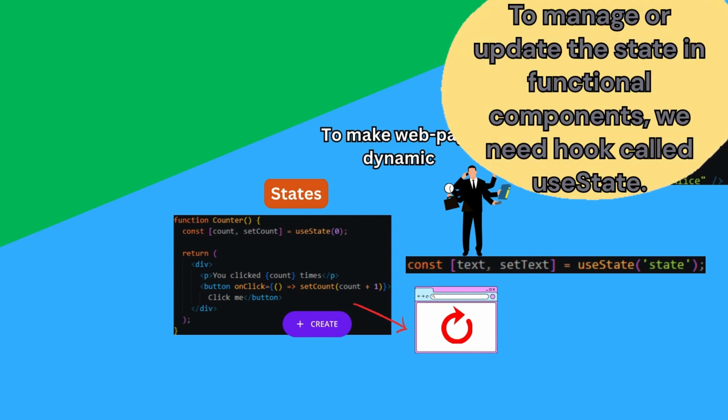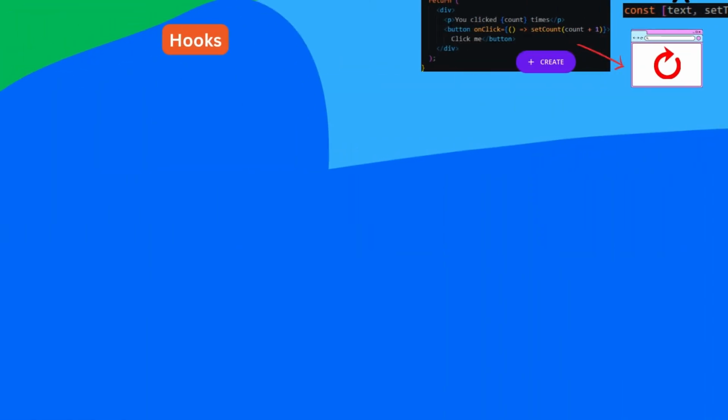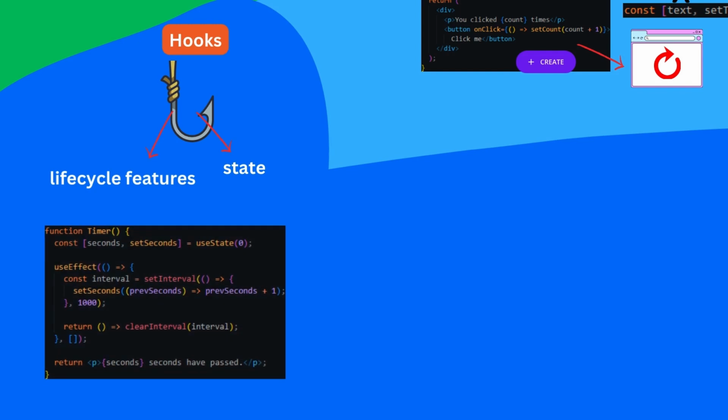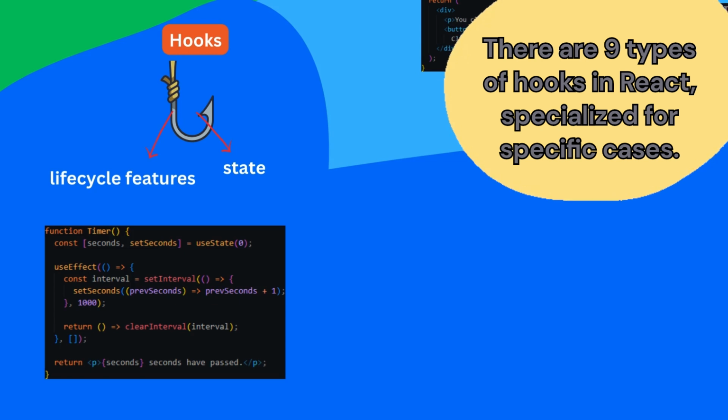To manage or update the state in functional components, we need a hook called useState. Hooks are a very powerful tool in React, which are functions that let you hook into React state and lifecycle features from function components. Hooks like useState and useEffect allow you to add state and side effects to function components. There are 9 types of hooks in React, specialized for specific cases.